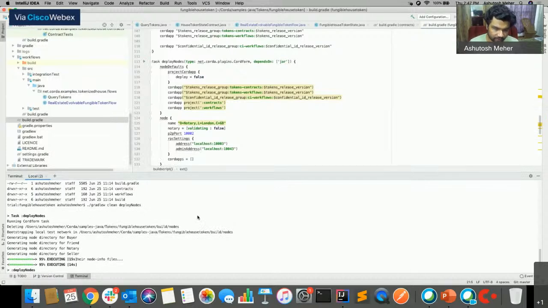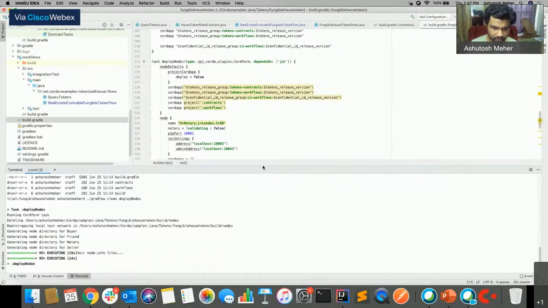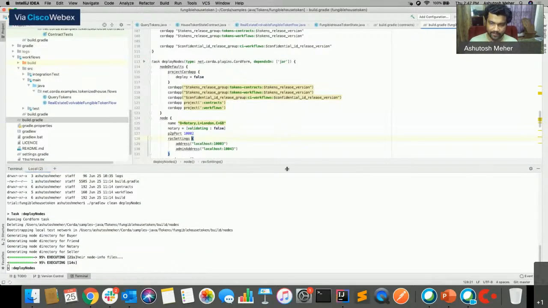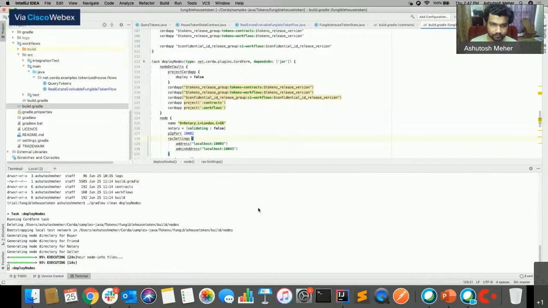So we'll just wait for a few seconds while this completes. It doesn't take a lot of time anyways. And once this is done, we should be ready to run our nodes.